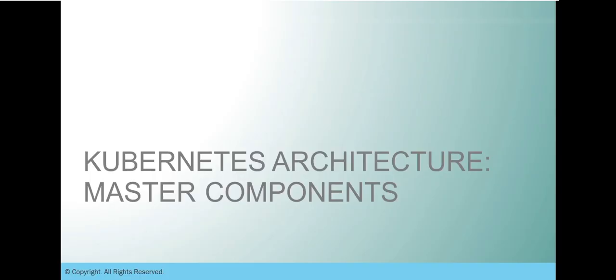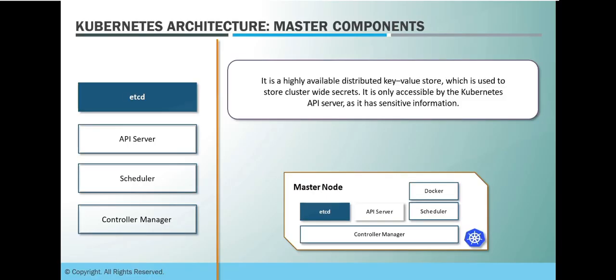So let's discuss every master component in detail. First is etcd. We call it the etcd key value store. It is a highly available distributed key value store which is used to store cluster-wide secrets. In general terms, we can say all Kubernetes deployment or cluster configuration details are stored in etcd. This needs to be highly available, and it should not go down.